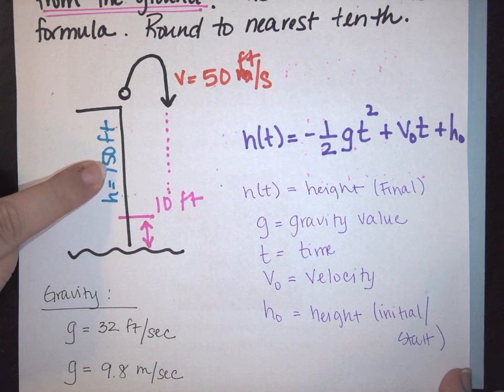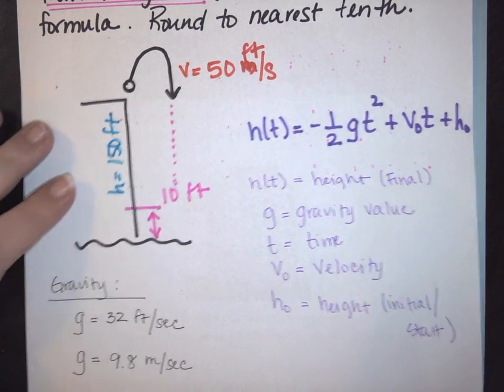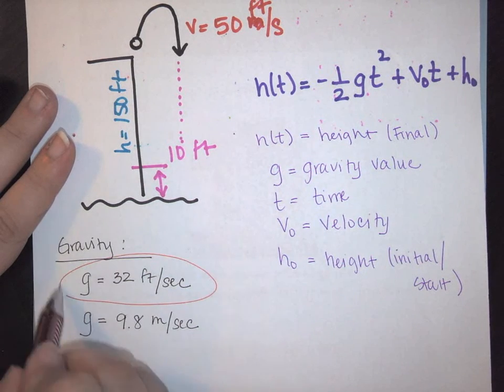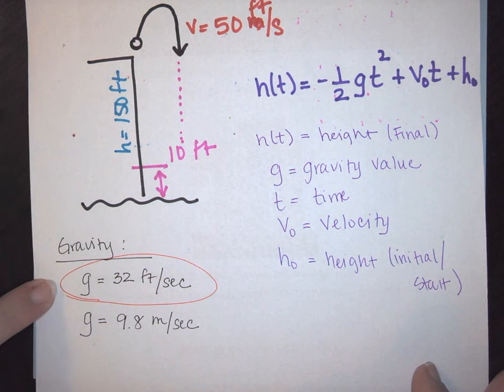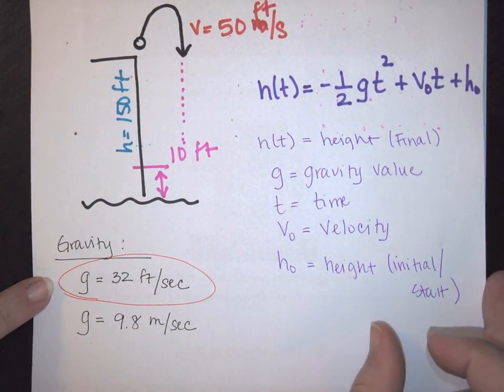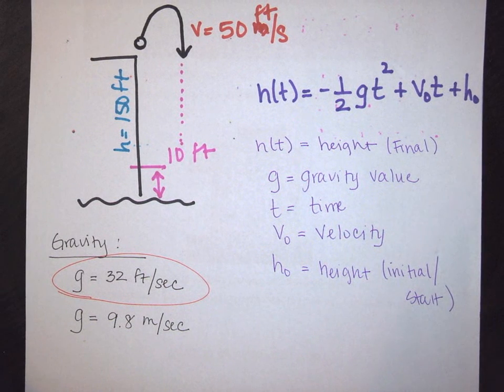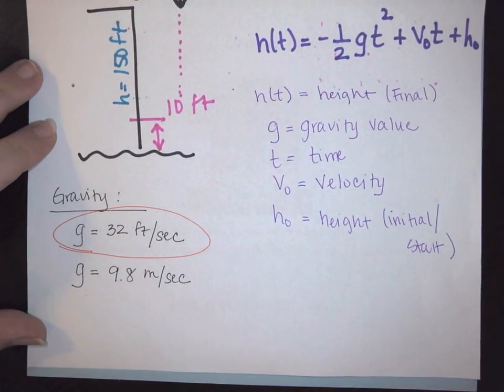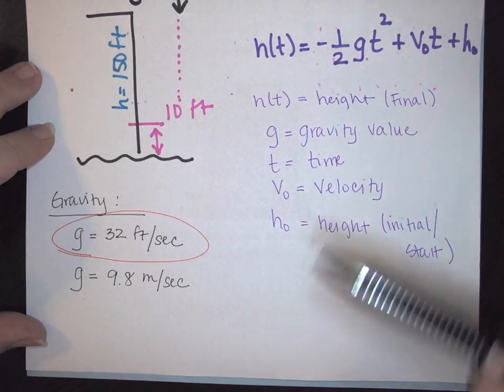Now our problem is using feet. So the gravity value that we are going to use in our problem is going to be feet per second. Okay, so you need to read your problems and identify those units very closely. So the first thing that we have to do is set up our equation. So we need to know what is what.